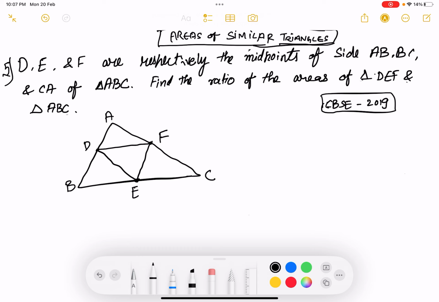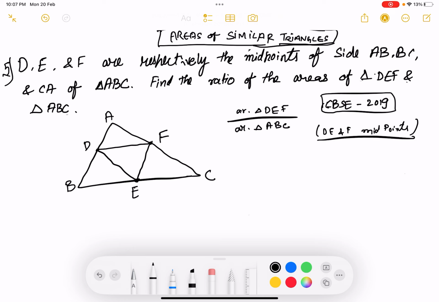Okay, and what do we have to find? We have to find the ratio of the area of triangle DEF upon the area of triangle ABC. We are given that D, E, and F are the midpoints.